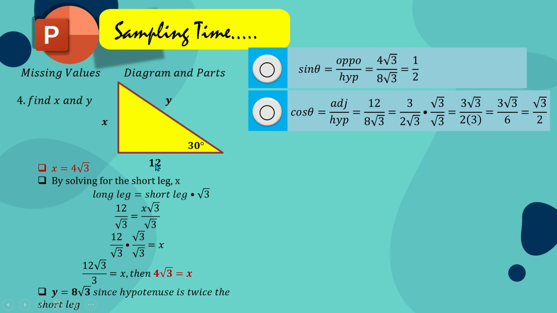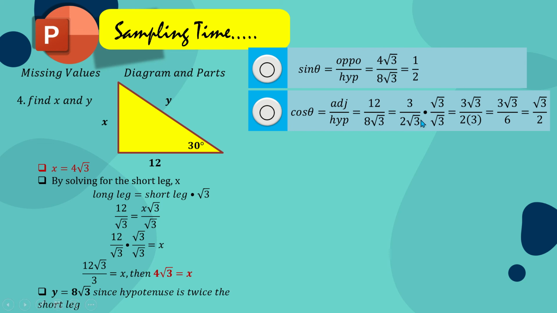Cosine function. Cosine is adjacent over hypotenuse. Adjacent is 12, the long leg, over the hypotenuse, 8 square root of 3. So 12 divided by 8 square root of 3. The 12 and 8 can be reduced. What is the common divisor of 12 and 8? 4. How many 4s in 12? 3. How many 4s in 8? 2. So 3 over 2 square root of 3. The square root of 3 cannot be reduced because it is in the denominator. Next, there is a radical in the denominator, and the 3 cannot be divided by 2 square root of 3.